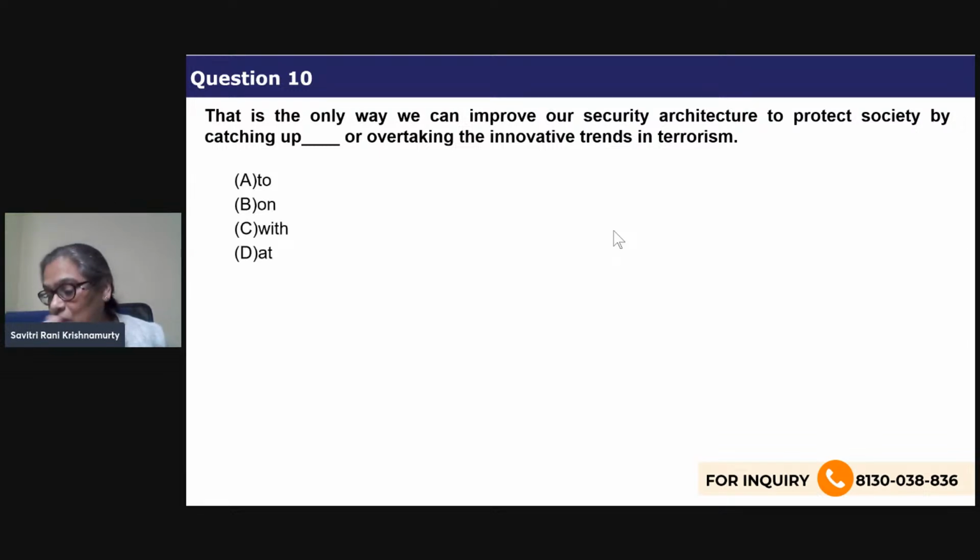That's the only way we can improve our security architecture to protect society by catching up dash or overtaking the innovative trends in terrorism. I got a lot of mistakes when I used this in the class. I had changed the sentence slightly. So let me see what you guys do.